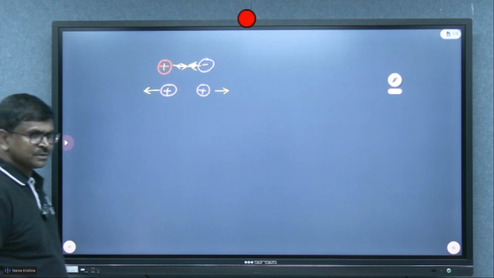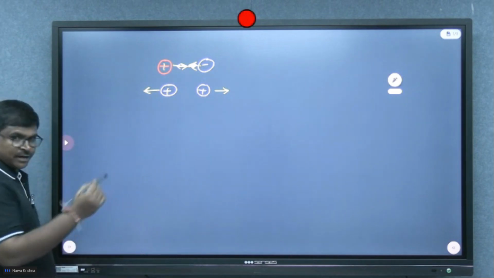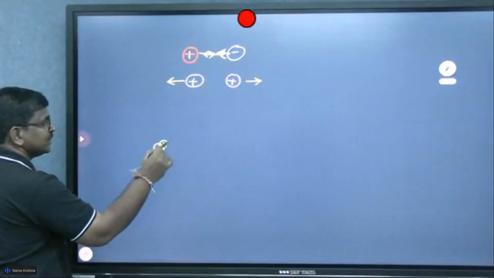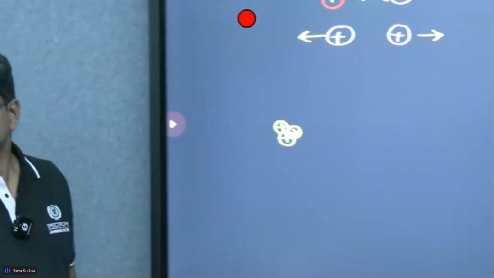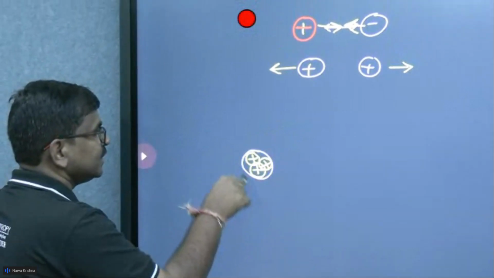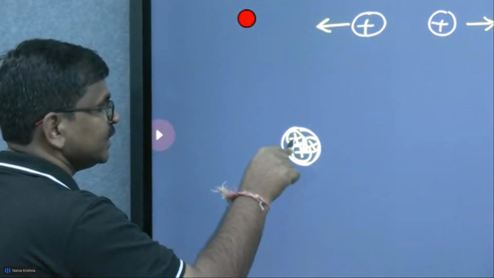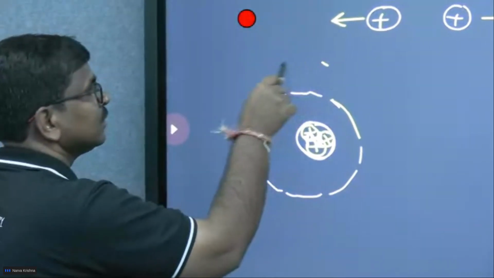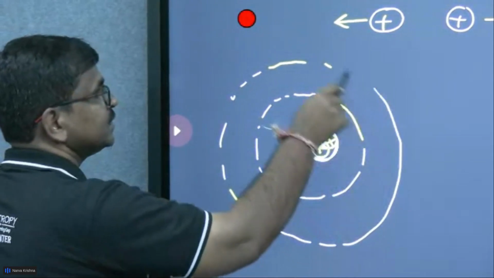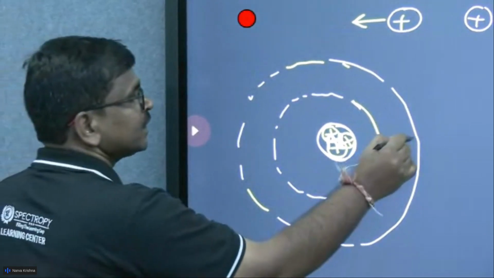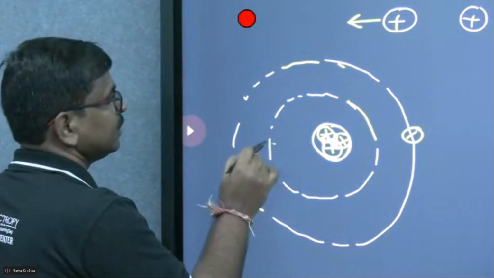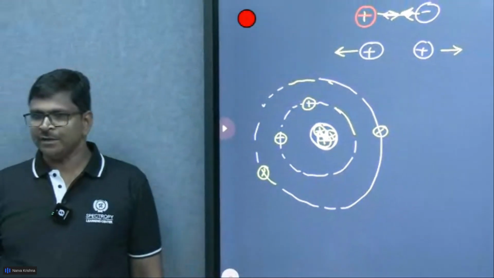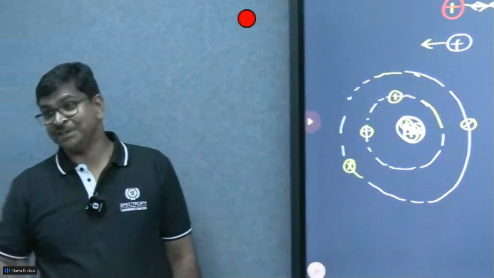Now, suppose I consider the atom. Usually there will be protons inside the nucleus like this. Electrons will be revolving. So all together I call it as the what? Nucleus. And around this there will be orbits, orbit 1, orbit 2, like this, right? And there will be electrons revolving around the nucleus.